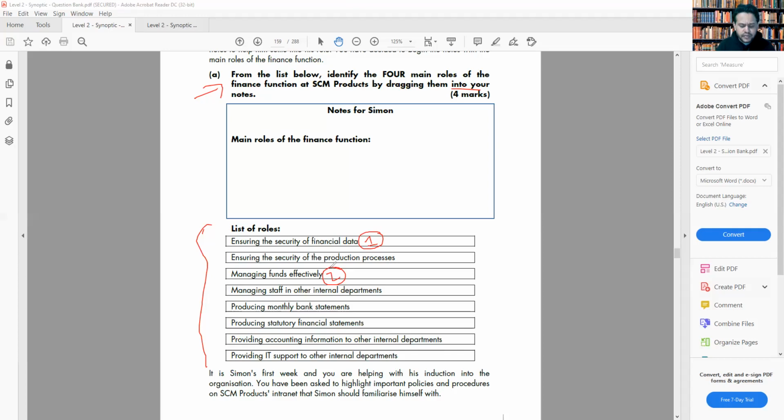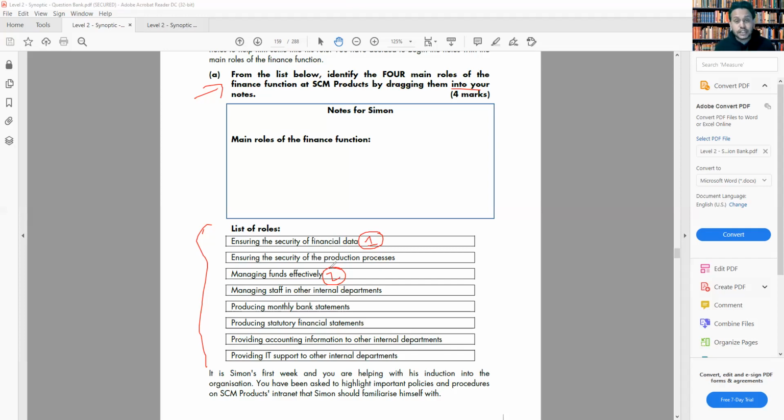Then the next job the finance department does is prepare the financial statements. This is the difference between the financial accountant and the management accountant. Financial accountants prepare the financial statements, that is the profit and loss account and the balance sheet, and then submit them to HMRC and Companies House. On the other hand, management accountants prepare the budget and internal reports only for internal purposes. But financial accountants prepare everything for external purposes.